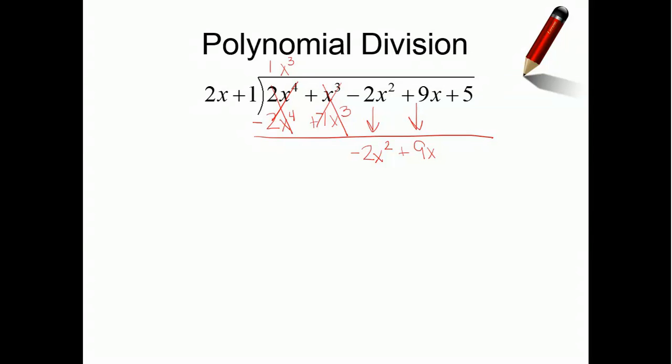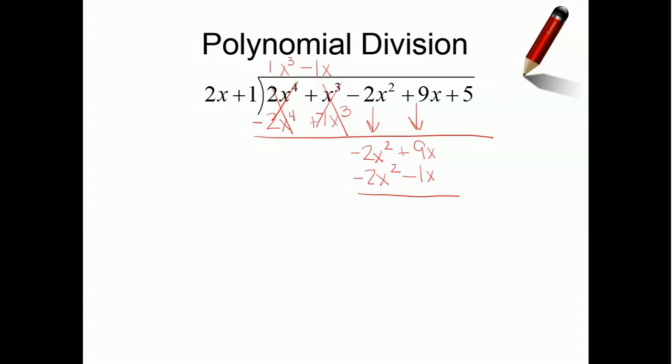So now let's ask our question. What times 2x will give me negative 2x squared? Well, I know it's going to be a negative 1, right? And I need 1 more x to give me that x squared, right? So negative 1x times 2x is negative 2x squared. Look again, these are the same sign. Don't forget about that. And then negative 1x times that 1 is negative 1x. See, it was a good thing to bring down that 9x at the same time, right?